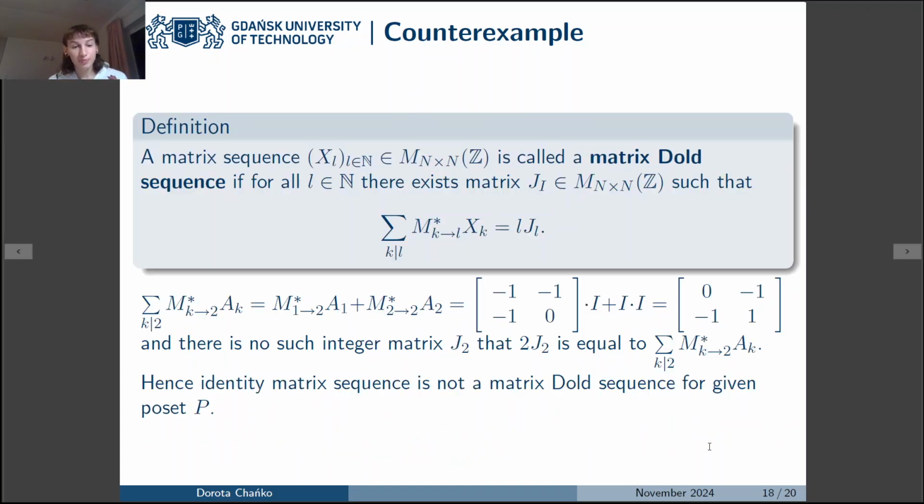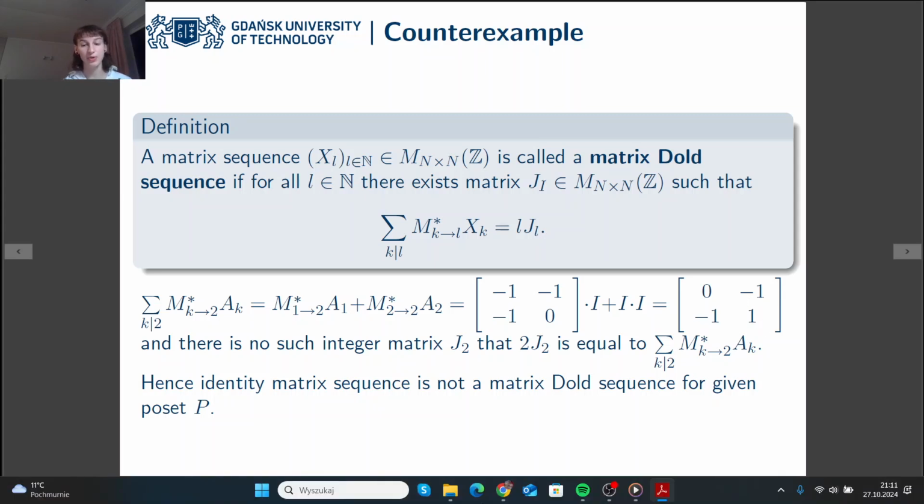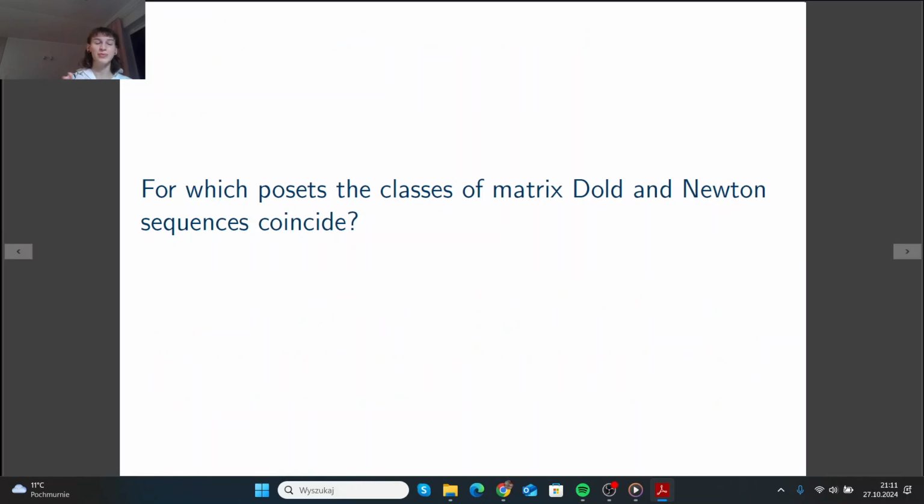So there is no such integer matrix J that this sum is equal to 2 times the integer matrix J. It's not possible, because this sum is equal to 0, -1, -1, and 1. Hence the identity matrix sequence is not a matrix Dold sequence for such poset P. So it's not true in general, but we can raise the question, as Professor Gulgowski asked, for which posets the classes of matrix Dold and Newton sequences coincide.